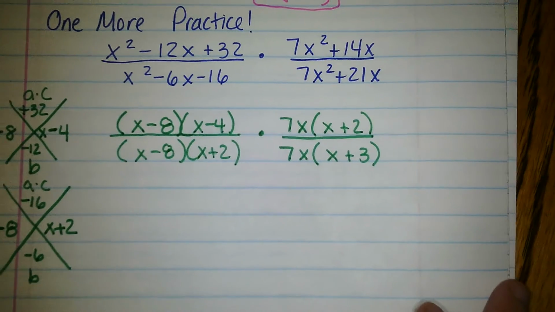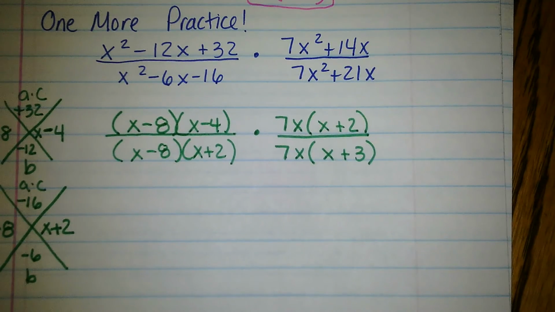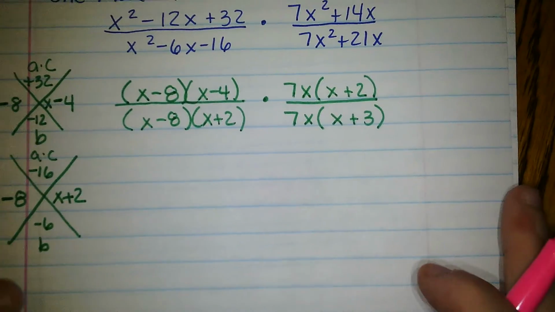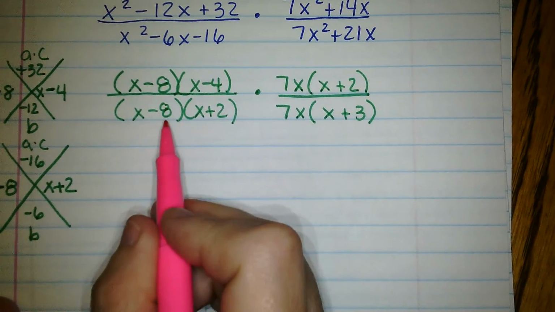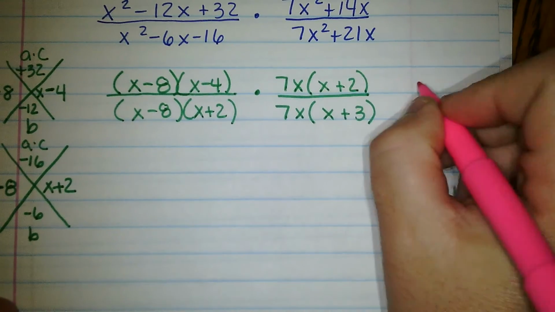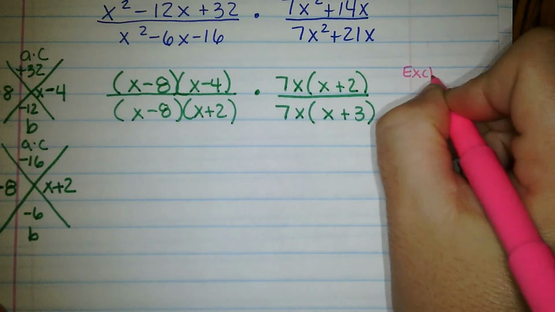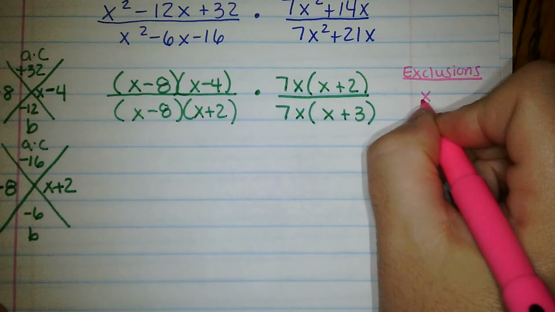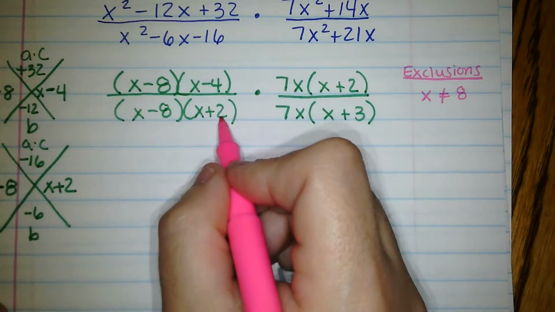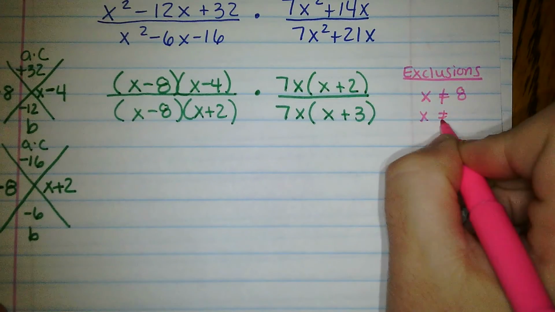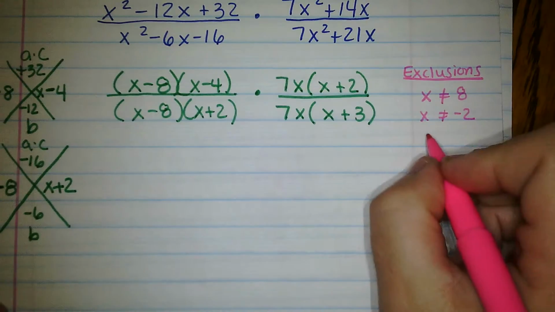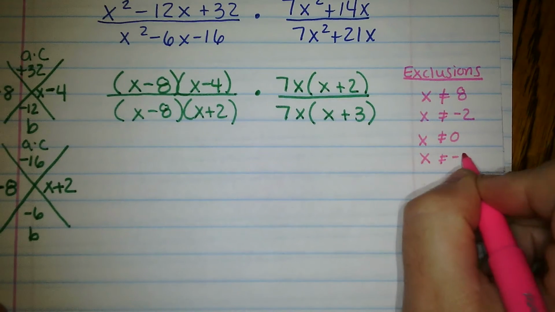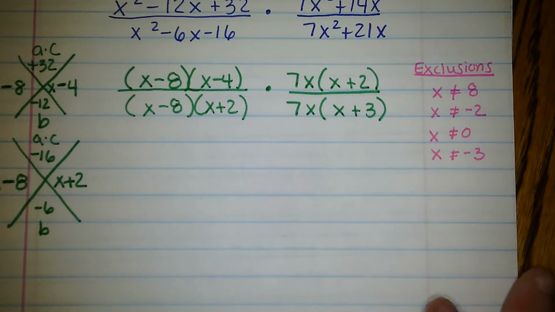The next thing we're going to do is take a look at exclusions. Our exclusions, anything that's in the denominator, yes, you have to identify as an exclusion as long as there's a variable with it. So we've got our exclusions. X minus 8 is going to give us x can't be 8. This one is x can't be negative 2. This one is x can't be 0. And this one is x can't be negative 3. Those are our exclusions for this problem.